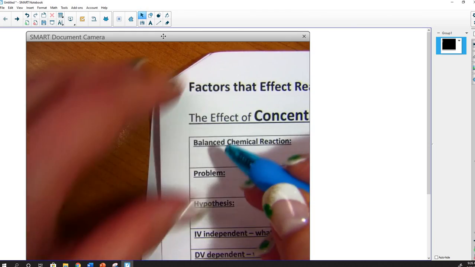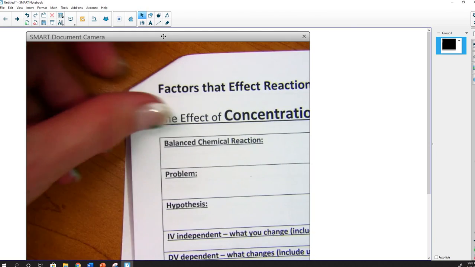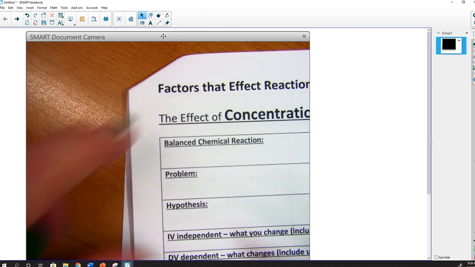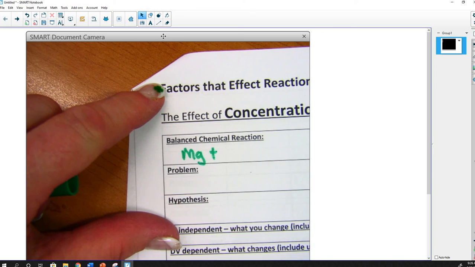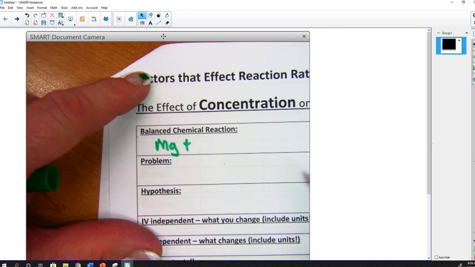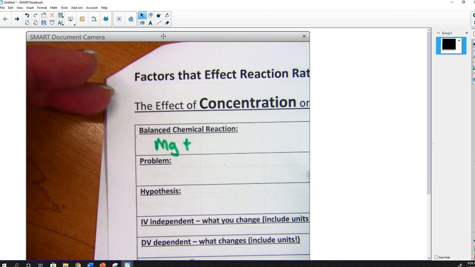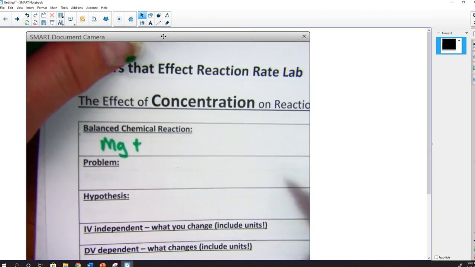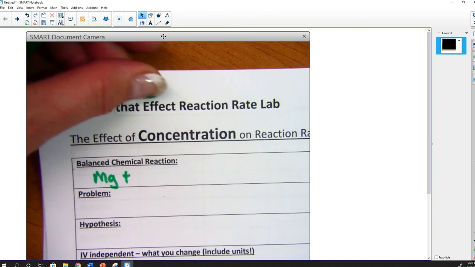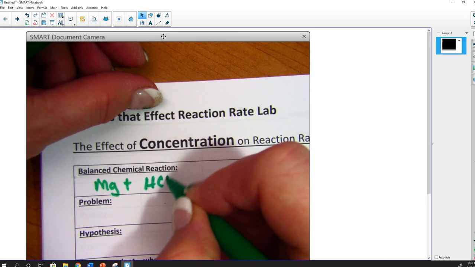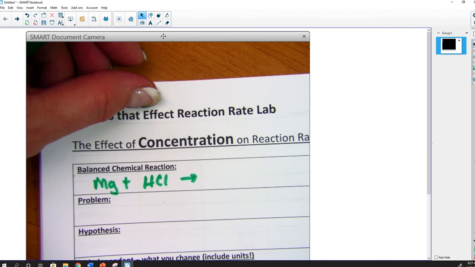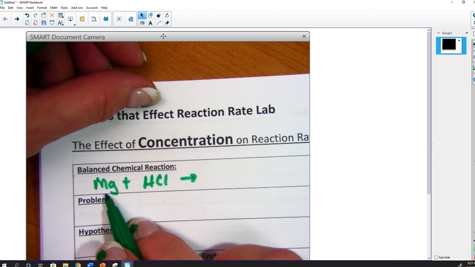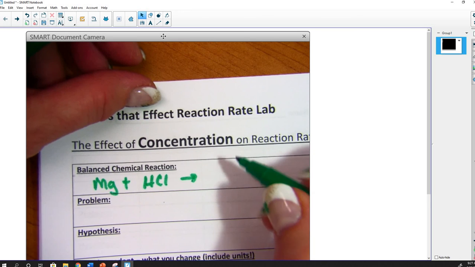All right, I need a balanced chemical reaction. So what is magnesium? Mg. Plus, what's hydrochloric acid? And you can put this wherever you decided to use this. You don't have to use it for concentration. You could use it for something else. What's hydrochloric acid? HCl. It's HCl. What type of reaction is this going to be? Element, compound. Yes. Great. Single displacement.